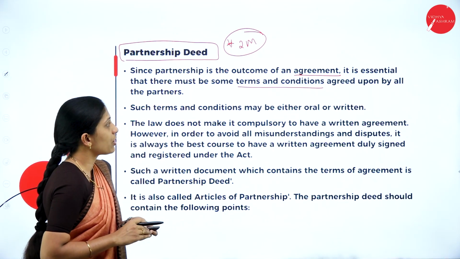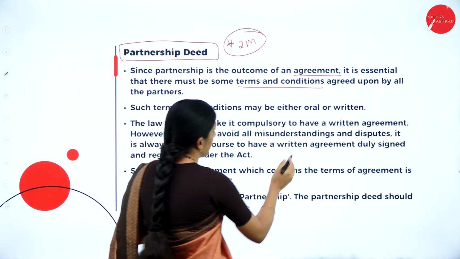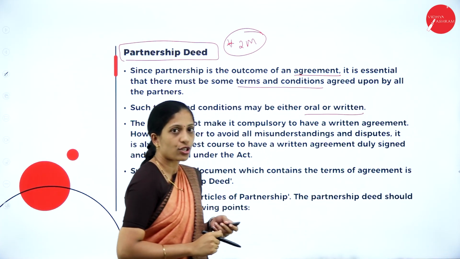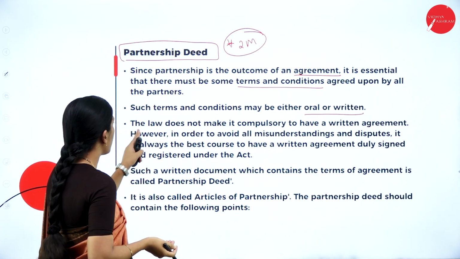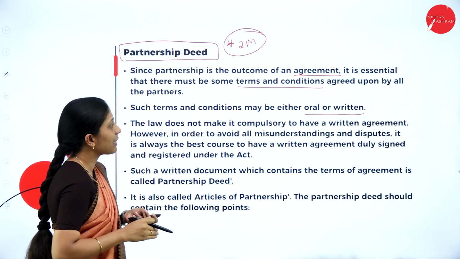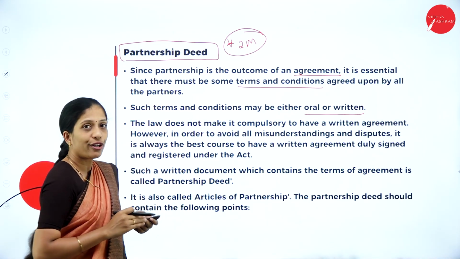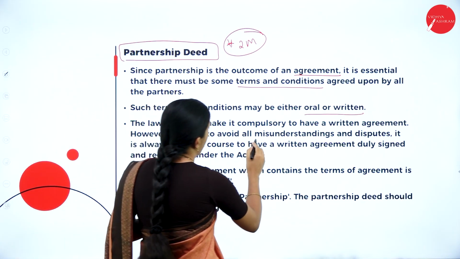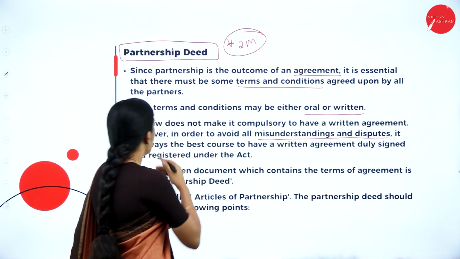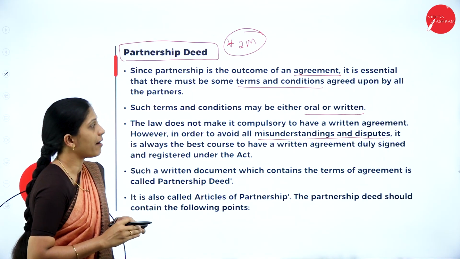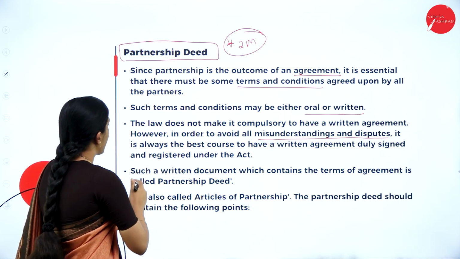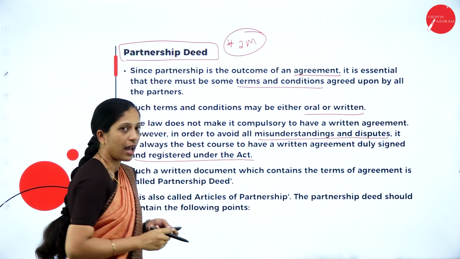Such terms and conditions may be either oral or written. So how will the terms and conditions be? It can be either oral or written. The law does not make it compulsory to have a written agreement. However, in order to avoid all the misunderstandings and disputes, it is always the best course to have a written agreement duly signed and registered under the Act.